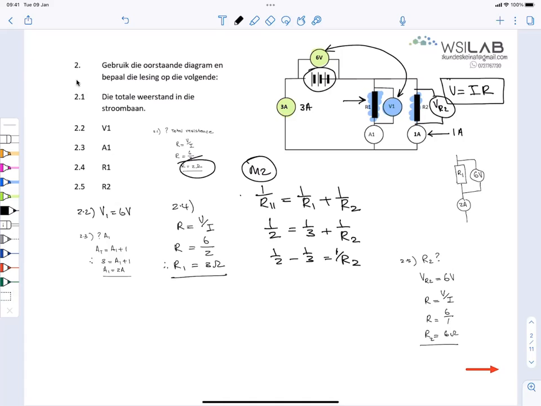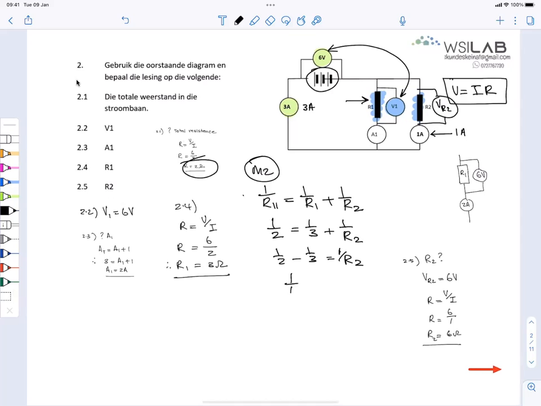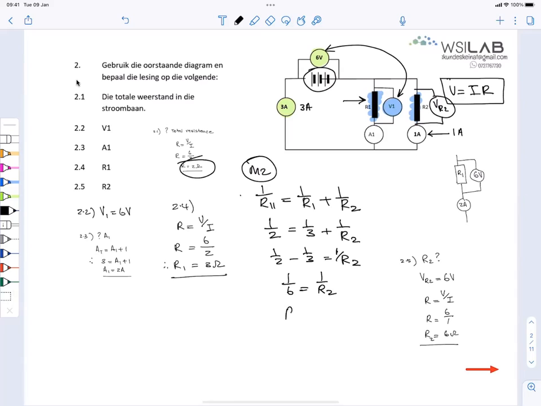Okay. Then you get 1 over 6 is 1 over R2. Then you just flip that around. Therefore, R2 is 6 ohm. It's another way of doing it. Method 1 or method 2.